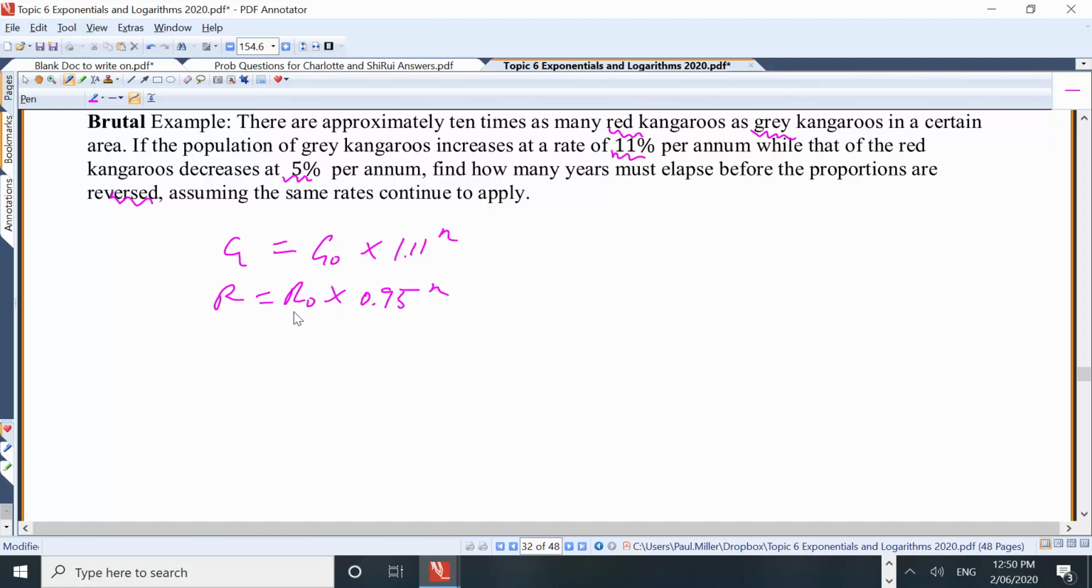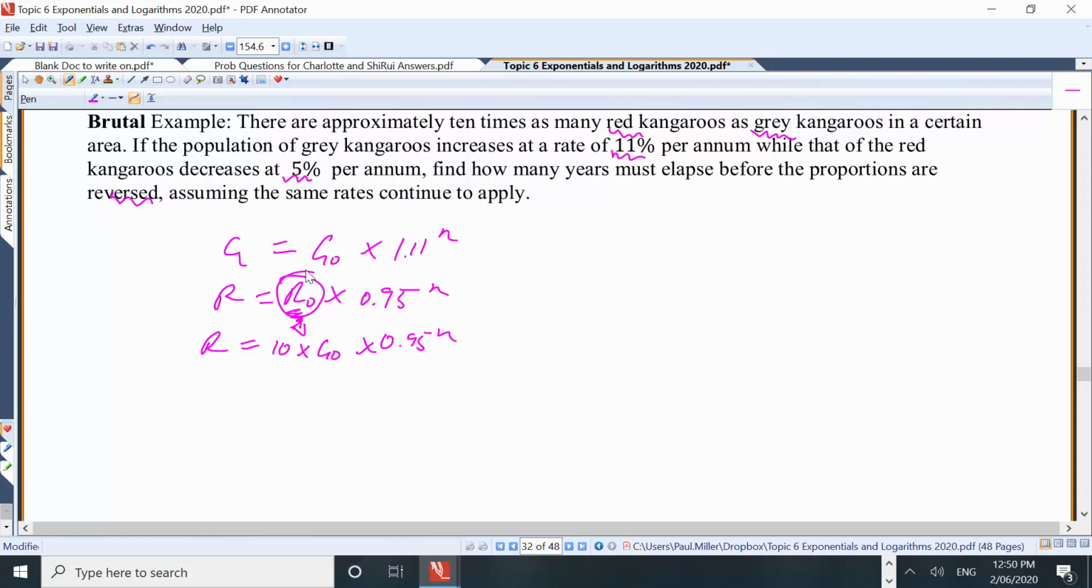All right, what we can do though is we know something about this R0 value. Okay, so initially, this is the situation at the moment, is that I know that actually R0 is 10 times that amount of G0. Okay, there's 10 times more red kangaroos as there are grey kangaroos. So what I can do is actually rewrite this function as 10 times G0 times 0.95^n. So notice that what I've done is replace that with that.